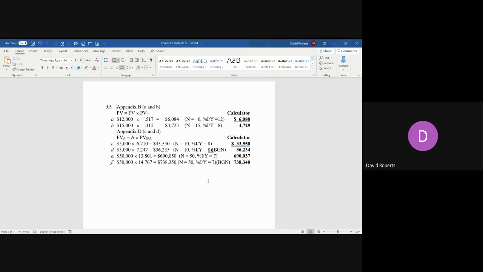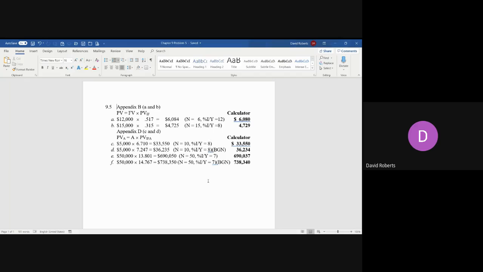Receive $12,000 in 6 years at 12%. You need to make sure your calculator is on END mode. So if you have a BA2 Plus and you look in the top right hand corner, if it's blank, that's good. If it says BGN, you'll have to change it.